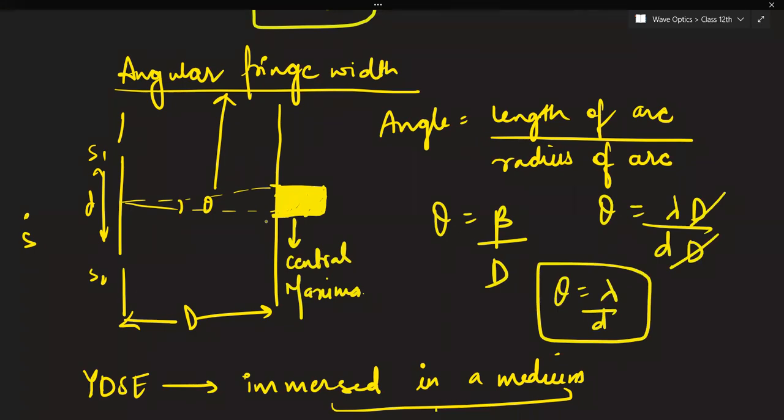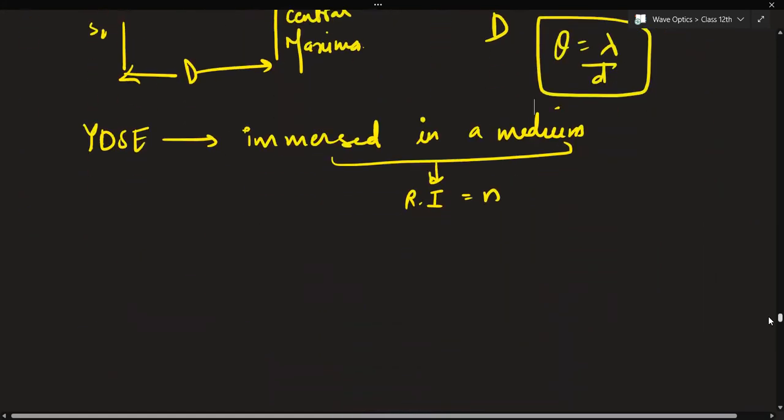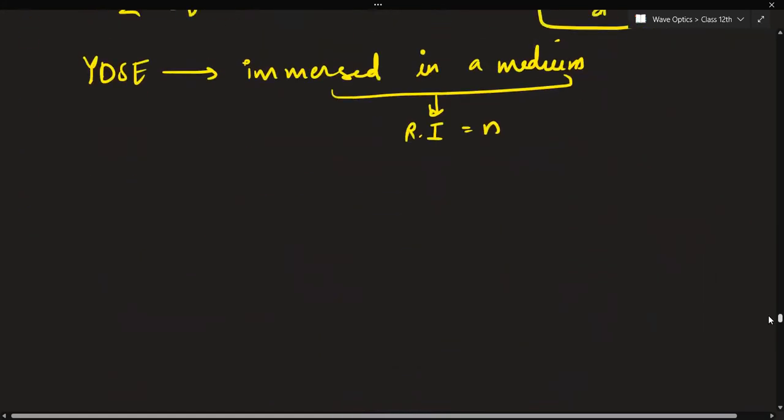One more thing, class. This is when you had everything that we had studied regarding Young's double slit experiment. That was when it was in air or vacuum. Suppose your entire apparatus is kept in a different medium whose refractive index is n.